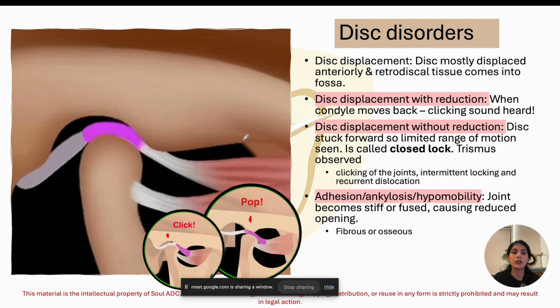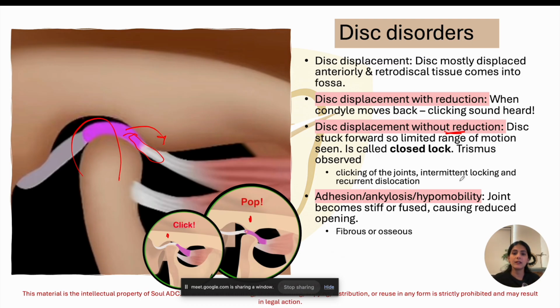Now, when the disc comes to the front and stops, acting as a guard on a door, it stops further movement of your condyle. That is disc displacement without reduction. Because your condyle stays here and your disc is in this position, which is the normal position when the patient's mouth is closed, this condition is called closed lock. So, yes Rutvi, closed lock is your without reduction.